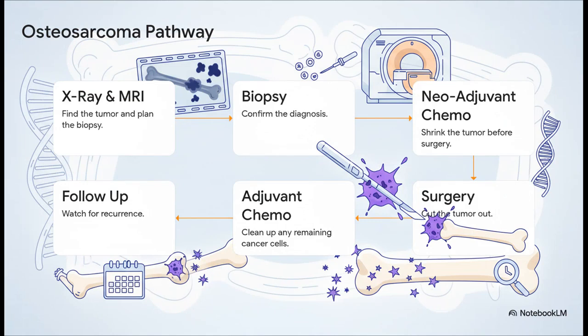So if the verdict is osteosarcoma, what's the plan? Well, it's a whole pathway. After the initial X-ray, you get an MRI to map everything out and plan a biopsy. The biopsy gives you that 100% confirmation. Then, usually, the patient gets chemo before surgery to shrink the tumor down. Then comes the surgery to cut it out, followed by more chemo to clean up any stray cells. And after all that, years of careful follow-up.